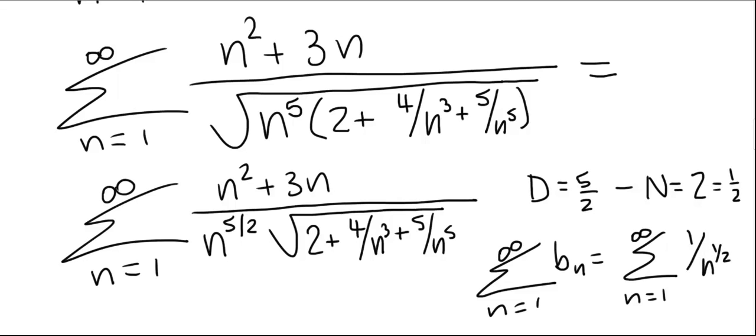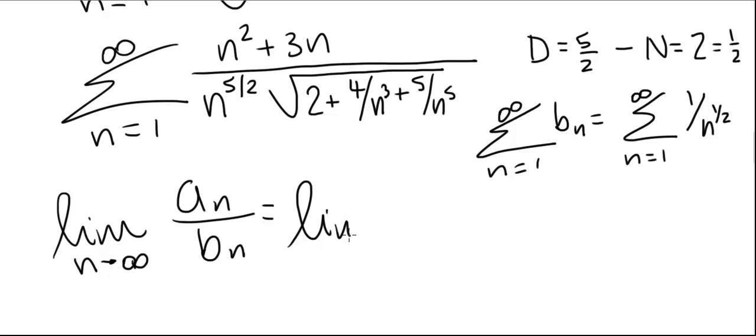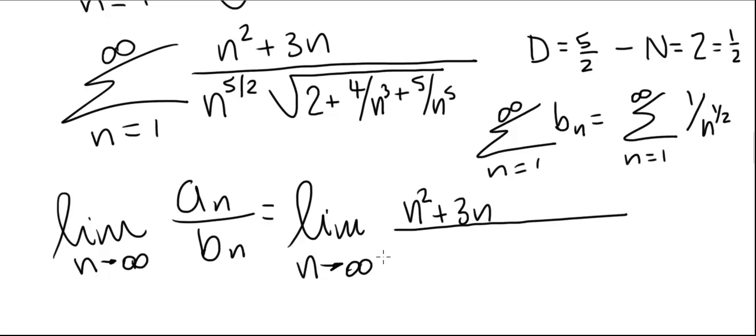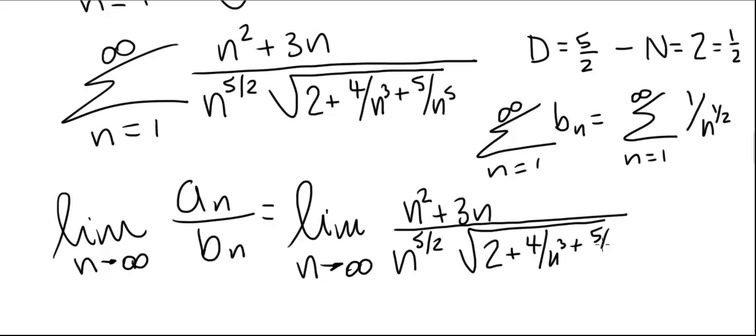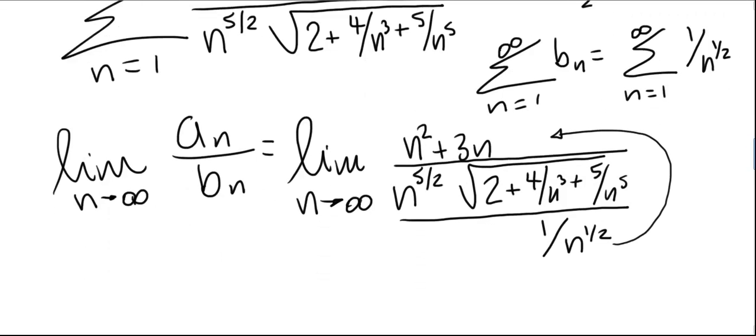Okay, let's make sure that this limit a_n over b_n is in fact positive and finite. So the limit as n approaches infinity of a_n divided by b_n is equal to the limit as n approaches infinity of n squared plus 3n divided by, in that simplified form, n to the 5/2 times the square root of 2 plus 4 over n cubed plus 5 over n to the 5th, and then divided by b_n, which is 1 divided by n to the 1/2. Now this has the effect of taking n to the 1/2 and multiplying the numerator by that, and so that's going to increase the power of n in the numerator by 1/2.